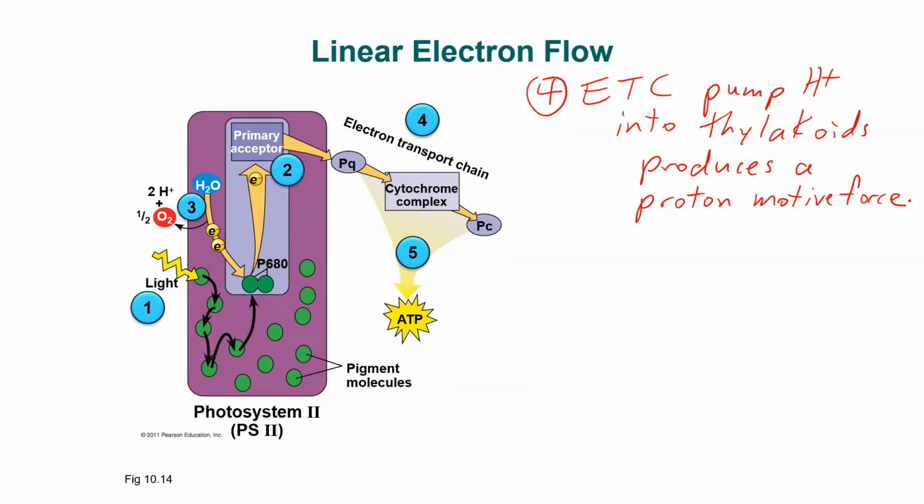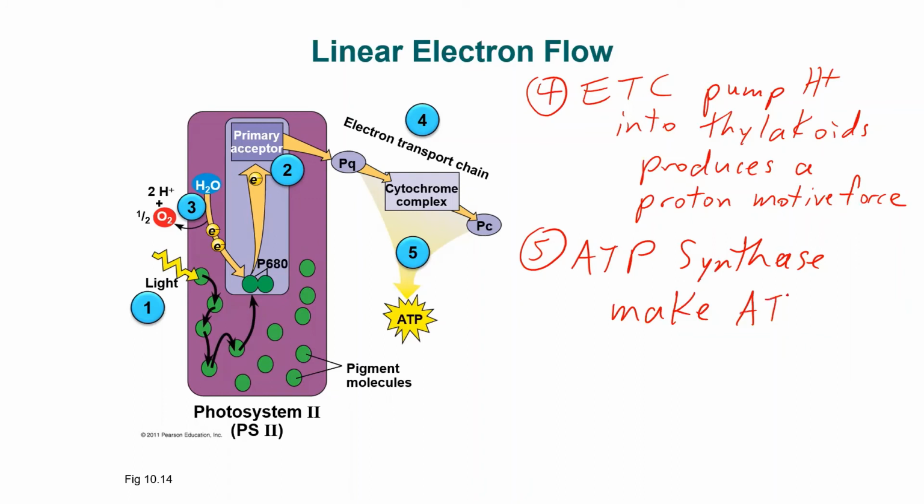And then what else happens? We have a proton motive force. What is that good for? A proton motive force is good for number 5. And number 5 is an ATP synthase, which makes ATP. You can say it makes ATP from ADP and Pi if you want.